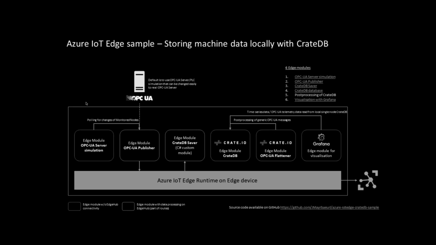We recently collaborated on a demo which shows just how to do that. So this sample is hosted on GitHub. Feel free to check it out. It's under github.com/crate and shows how to store machine data from OPC UA servers locally in a single node CrateDB database.